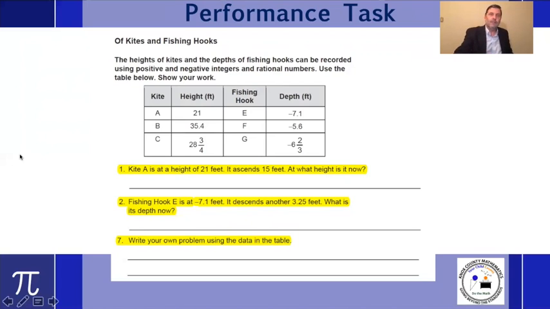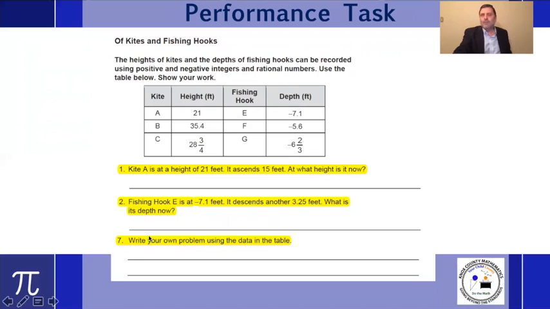2, a fishing hook E is at negative 7.1 feet, meaning it's below sea level. It's going to descend another 3 and 25 hundredths feet. Now what would its depth be? So it's already at negative 7 and 1/10. And what if it ascends another 3 and 25 hundredths feet? What is its depth now? I'm sorry, I should have said 3 and 25 hundredths. Whew, messed that one up.